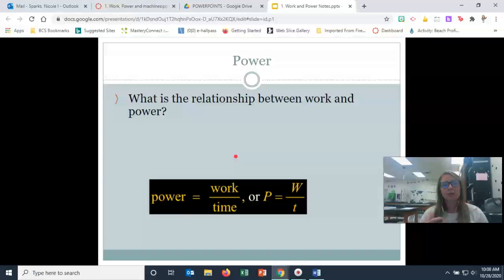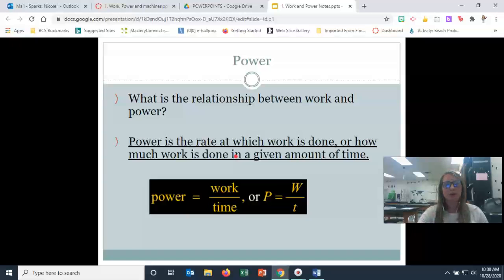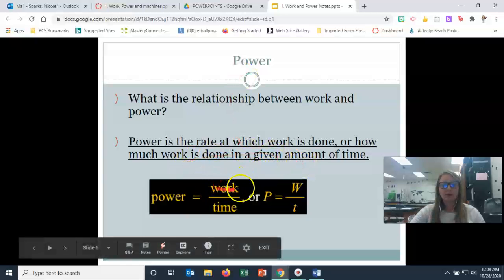So work is the relationship between work and power, where power is the rate at which work is being done. So think about if you've ever gone to the gym or worked on maybe an elliptical or a treadmill: the more power you put into it, the faster the machine is going to go and do things. This is the same idea, it's the rate at which work is done and how much work is done in a given amount of time. Meaning that in order to find power, we need to know what is the work and how long did it take to do so.